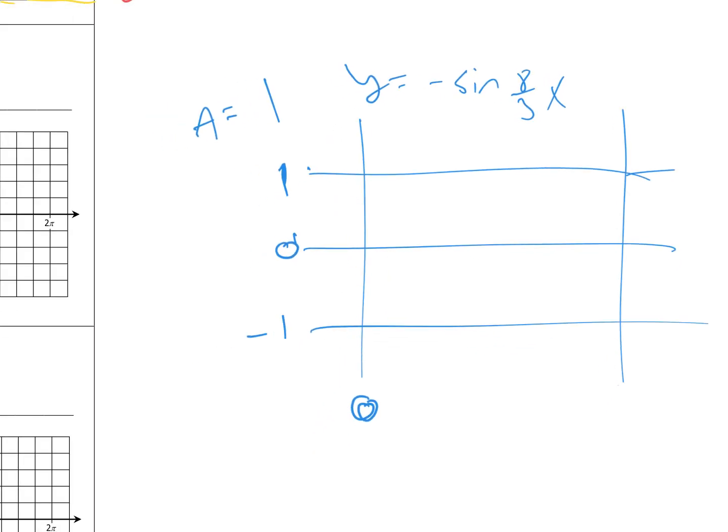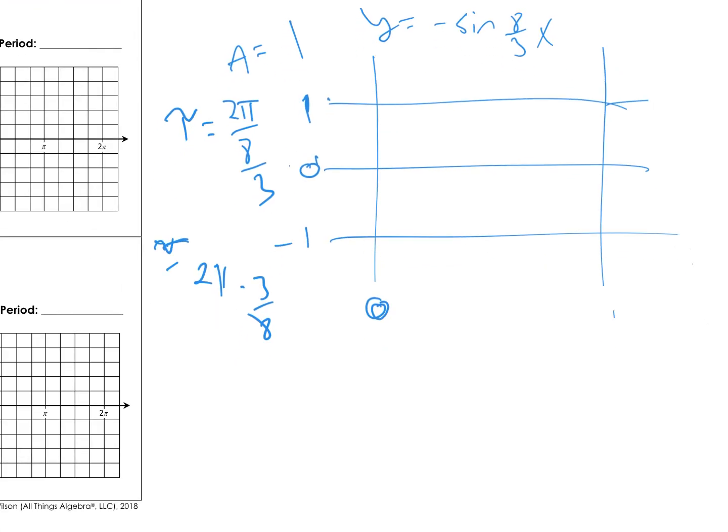Now, let's talk about period. What's period? 2 pi divided by 8 over 3. Was it really 8 over 3? 8 over 3. That's ridiculous, and nobody's going to do that for real. That equals 2 pi times 3 over 8, which is 6 pi over 8, which is 3 pi over 4. Okay, at least I know pi over 4 is a 45-degree angle, and I have 3 of them.